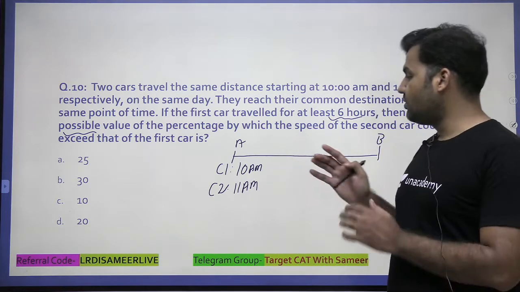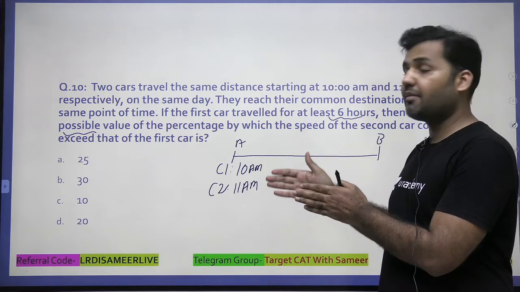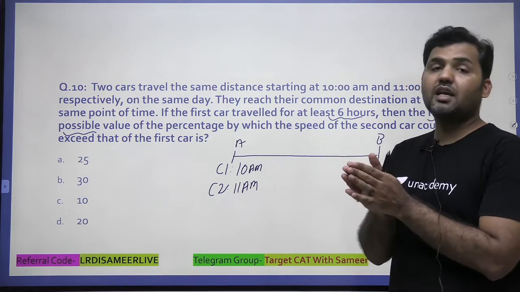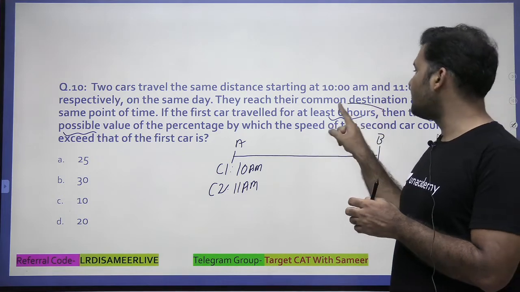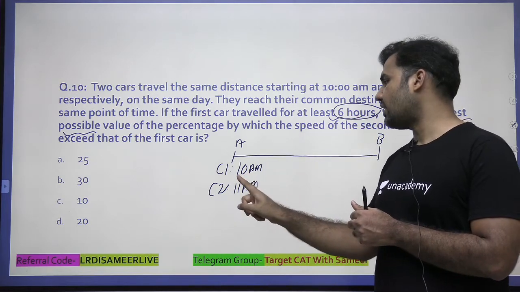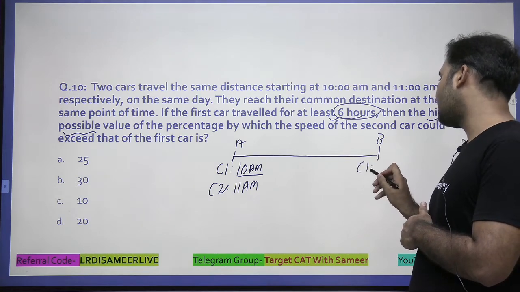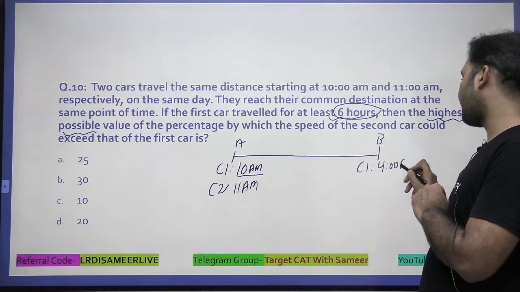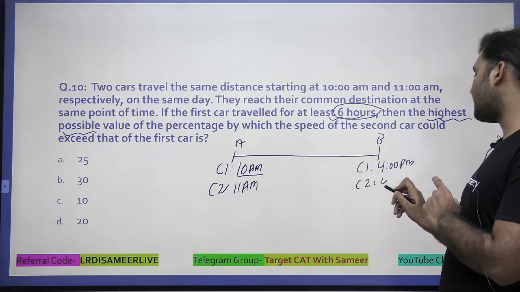See, to find the highest possible extra speed of car 2 compared to car 1, I'll be decreasing the time as much as possible, because the least possible time car 1 is taking is 6 hours. If this is the least possible time of car 1, when car 1 is traveling from 10 a.m. and taking at least 6 hours, can I say car 1 will be traveling this whole distance by 4 p.m.? And because car 2 and car 1 reach the destination at the same time, can I say car 2 will also reach at 4 p.m.?